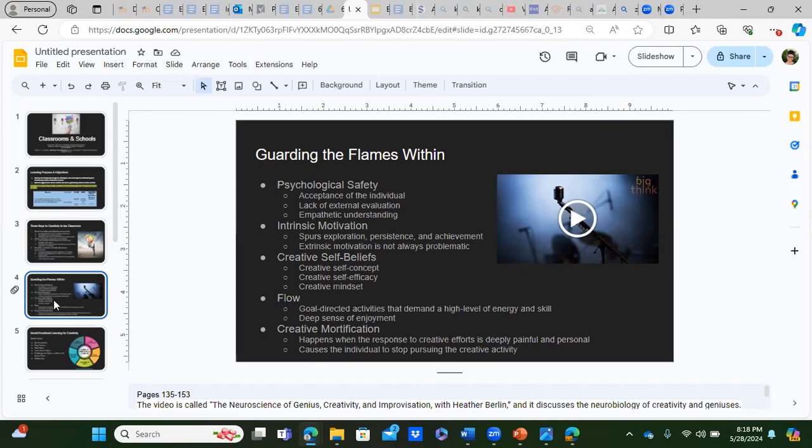Now I want to talk about creative self-beliefs. And so these are super cool. Creative self-beliefs, flow, and creative mortification really kind of go together here. These kind of work hand in hand. So our beliefs about our own creativity are important in shaping our creative behaviors.